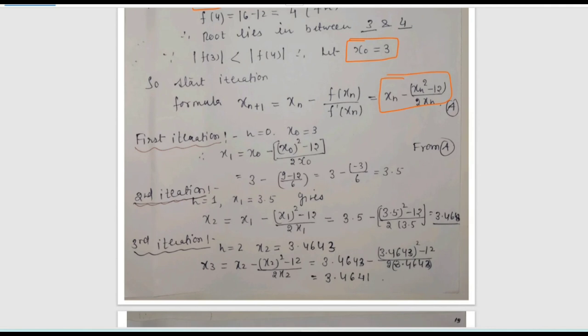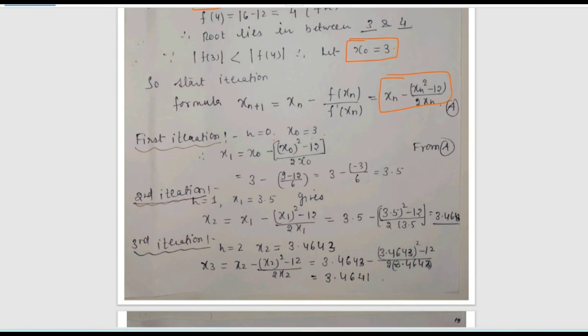Now you just follow the iteration, using the same formula again and again. So I am using n equals 0 here with the starting value x0 equals 3, which we have decided here. So n equals 0 and x0 equals 3.